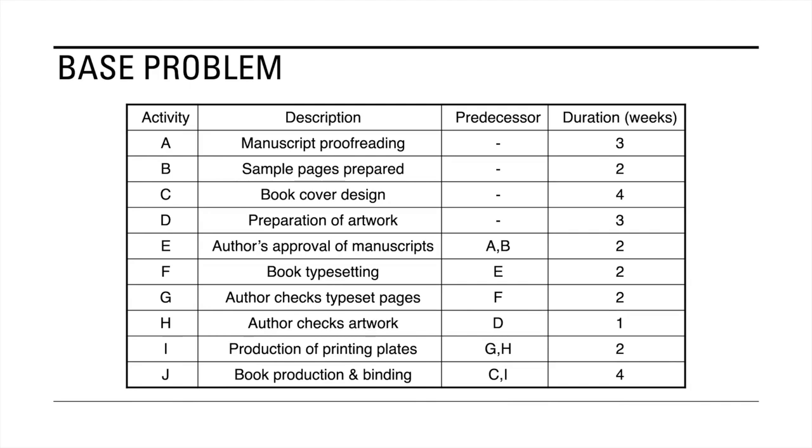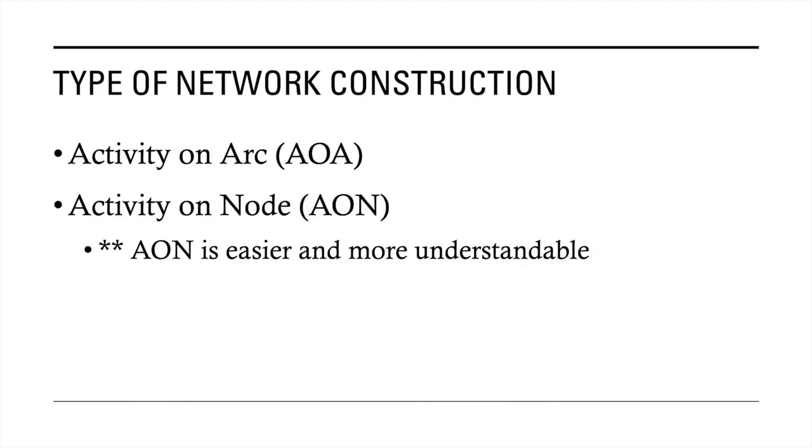Pert-Cpm is part of network models mainly because we will be able to construct a graph for the project. And in this case, there are two ways in which we can construct a graph. One is called the activity on arc method, and the other one is called the activity on node method. For our purposes, we will not be discussing activity on arc because creating the graph using the activity on arc method will be much harder. Drawing the graph using activity on node will be easier and more understandable.